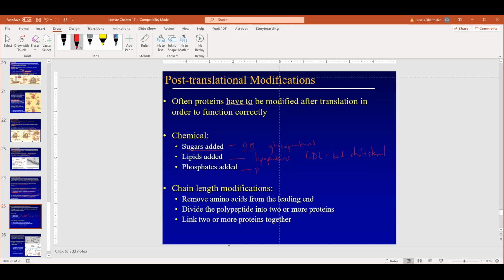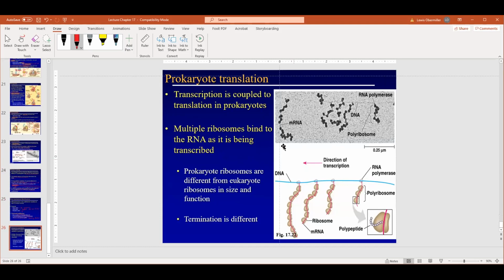Remember, if we add a phosphate to a protein, what does it do to it? Changes its shape, and that change in shape changes its function. We can also change the length of the amino acid chain, the protein chain. We could cut amino acids off the end. We could cut the protein in half to make more proteins, or we could add proteins together. And remember we learned this is called quaternary structure. And we talked about this in chapter 5. So those are what we call post-translational modifications that can occur.